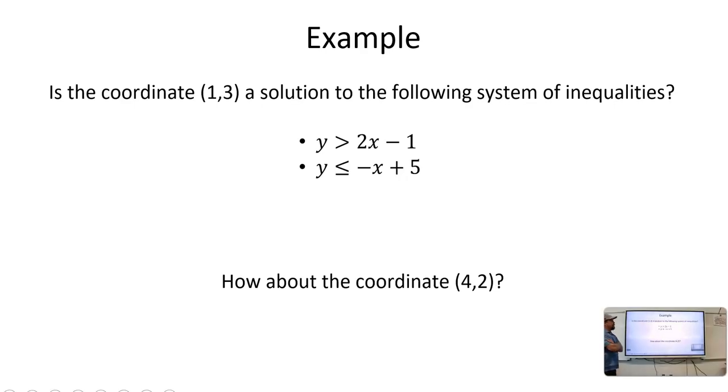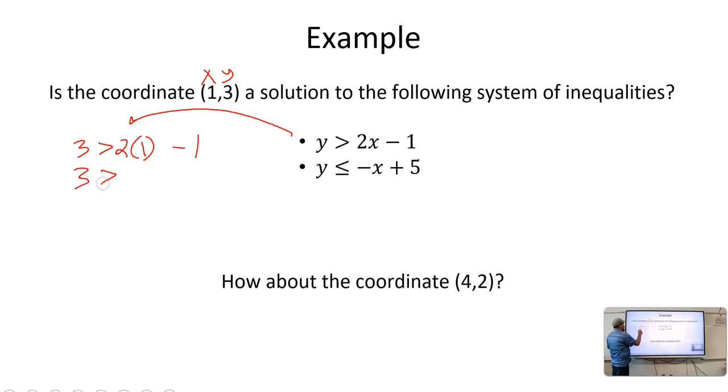Is the coordinate 1, 3 a solution to the following systems of inequality? Well, so remember, this is my x and this is my y. So I'm just going to plug these in and see if it's true or not. So let's work with this one over here. So we're going to do y, which is 3, is greater than 2 times x, which is 1, minus 1. 2 times 1 is 2, minus 1, so we have 3 is greater than 1, which is correct.